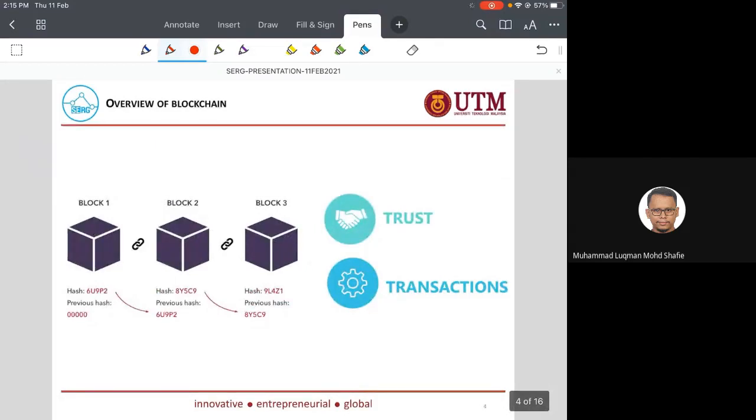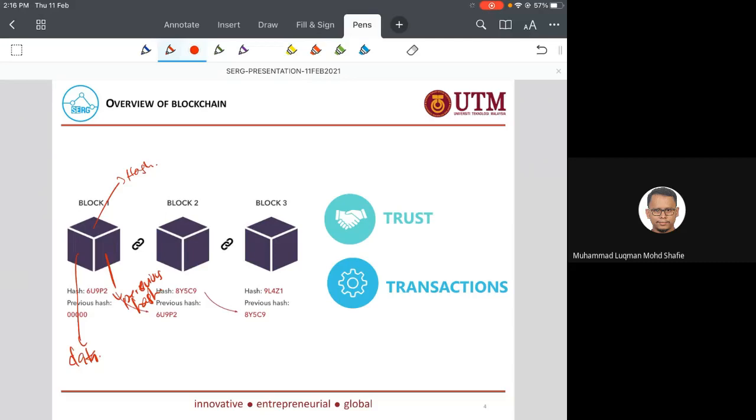And then this is the architecture of the block. This is where the data of your transaction is stored. For example, here we have 3D. The first one is the hash, and then the previous hash. This one is where you put your data, the data of the transaction.